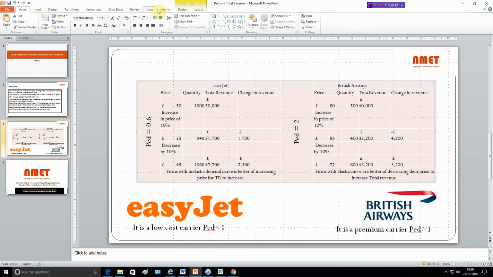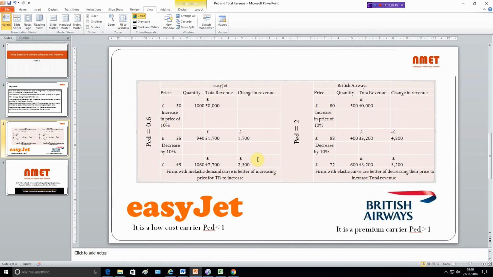Let me remove the grid lines. Are we happy with this so far? Are you happy with this so far? Mm-hmm.